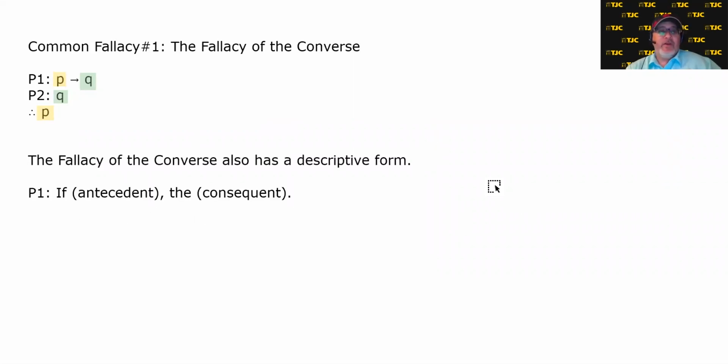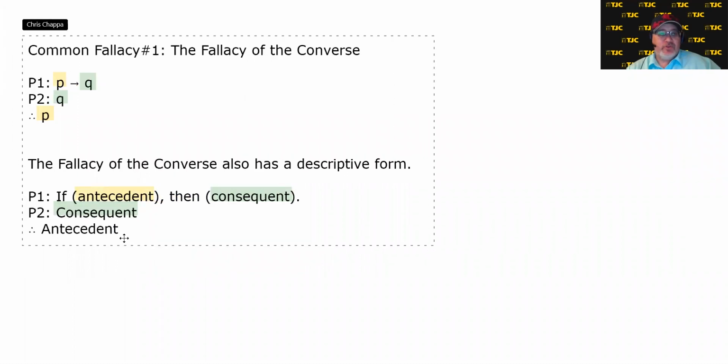Here it is. The first premise, descriptively, is if some antecedent, then some consequent. The second premise is simply whatever the consequent was. And the conclusion is whatever the antecedent was.